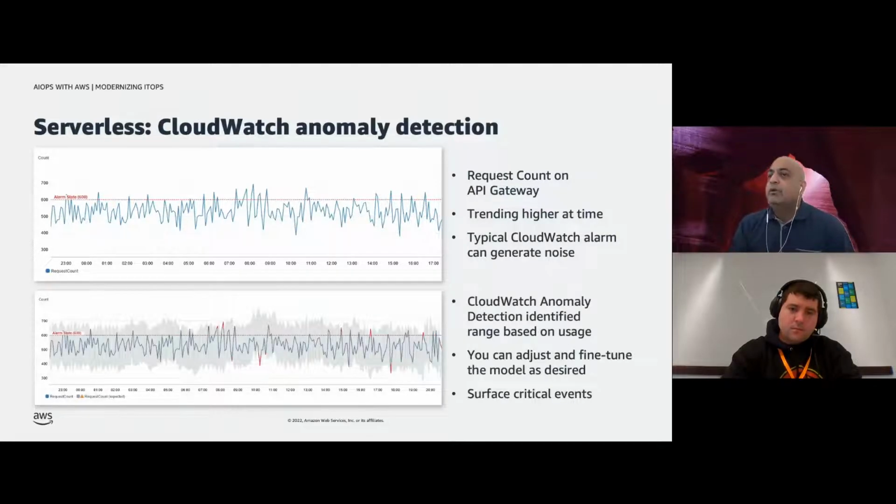That's where you could actually convert this alarm to a CloudWatch anomaly detection and enable CloudWatch anomaly detection on this alarm. And you can really identify that range and create a band of top and bottom that you can actually even adjust further and fine tune as you desire. And it helps you really just surface those critical events rather than provide you noise on all the fluctuations themselves.